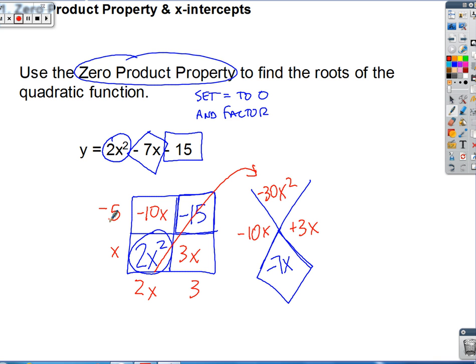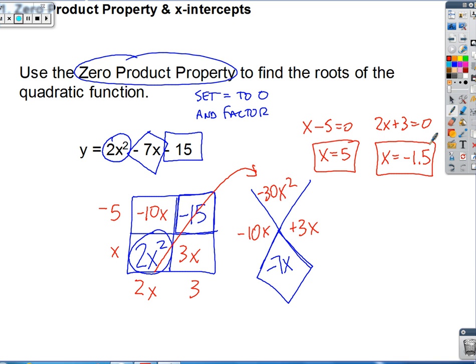So I end up with x minus 5 equals 0, and I end up with 2x plus 3 equals 0. So x ends up being 5, and x ends up being negative 1.5 when I solve those. And those would be the x-intercepts of the function. Remember, roots, okay, x-intercepts.